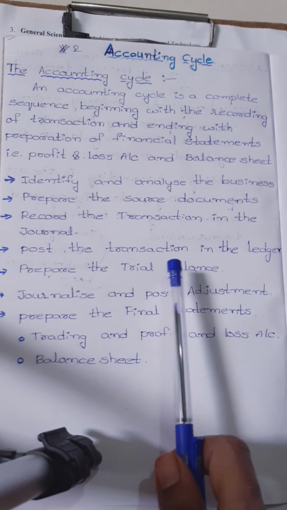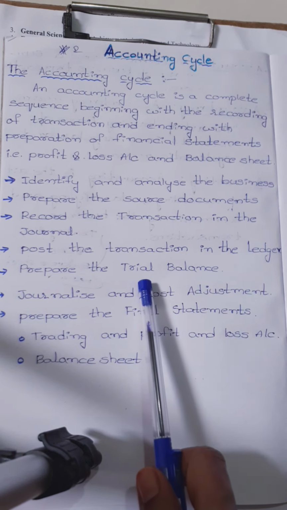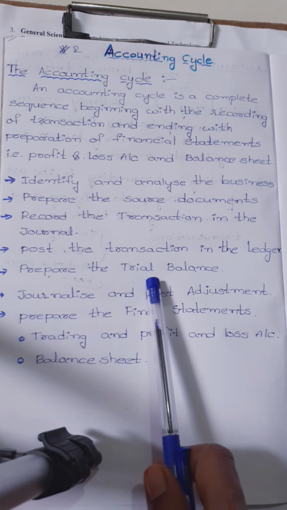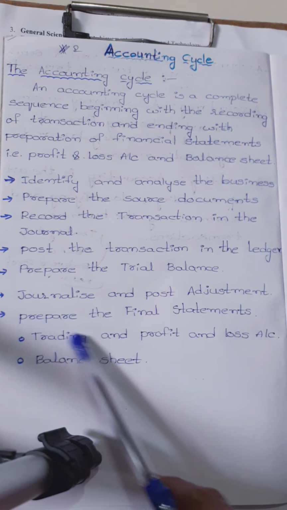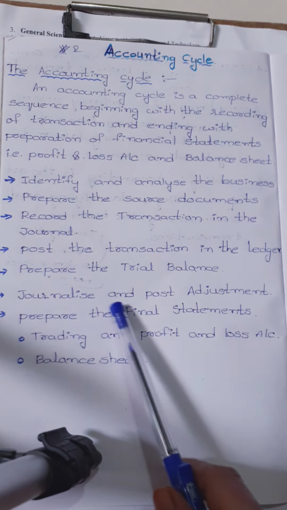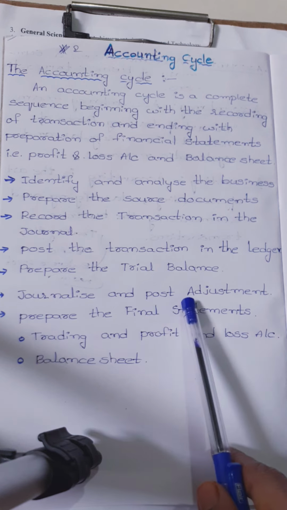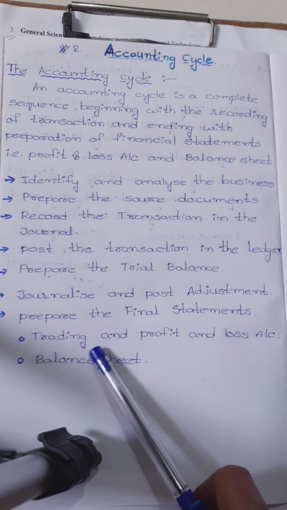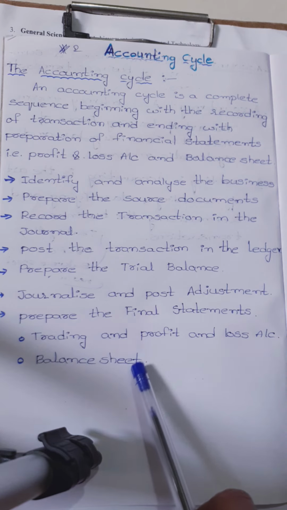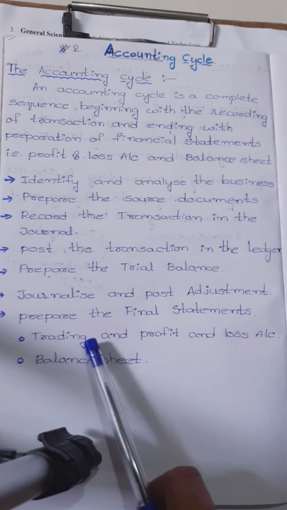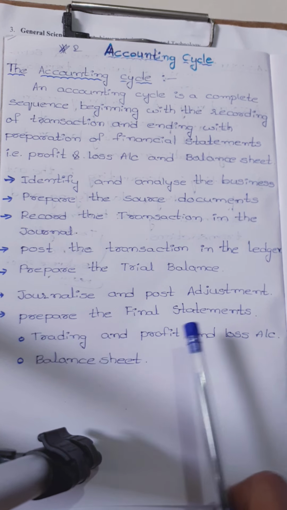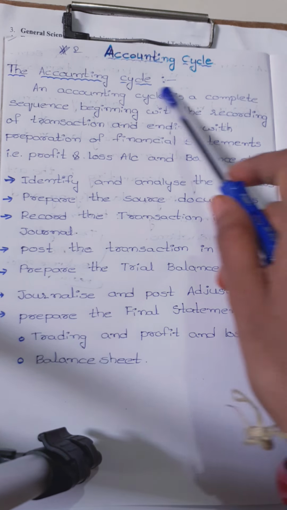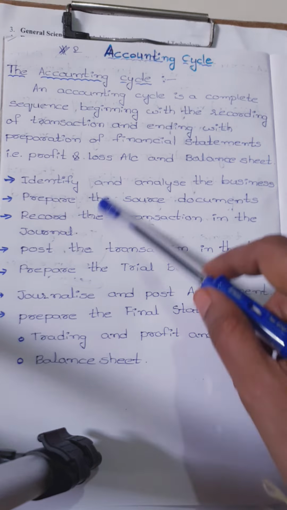Then with the help of trial balance, we are going to prepare final accounts, in between generalizing and posting adjustment entries. Okay. After that, we are going to prepare trading and profit and loss account and balance sheet. Okay, meaning preparing the final statements. This is our accounting cycle.